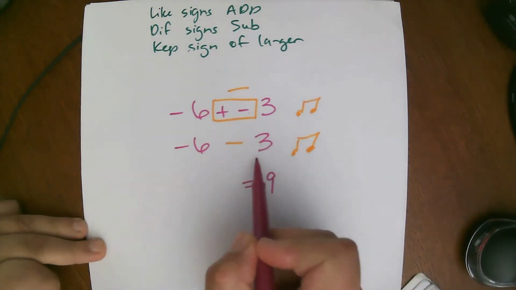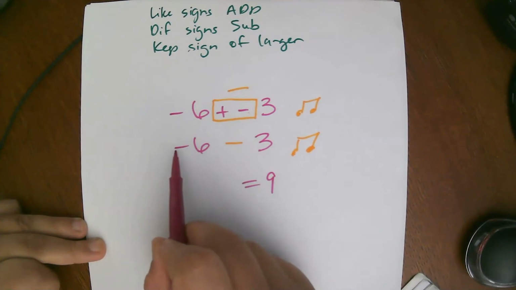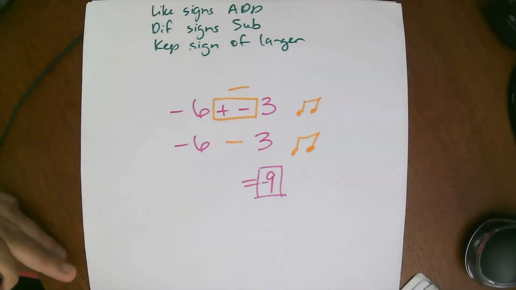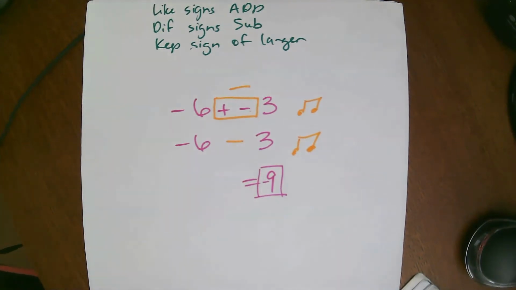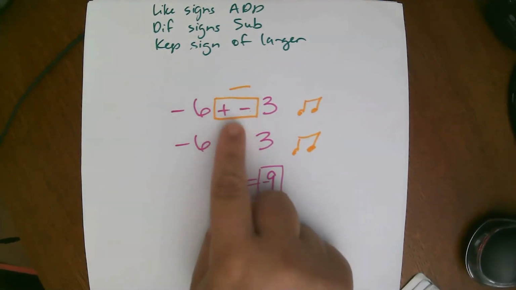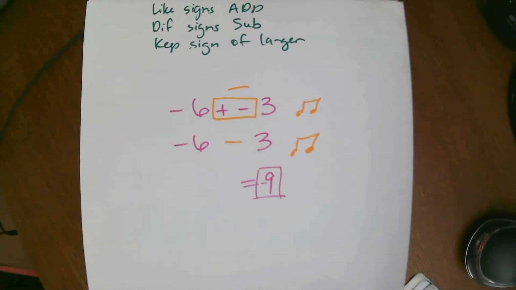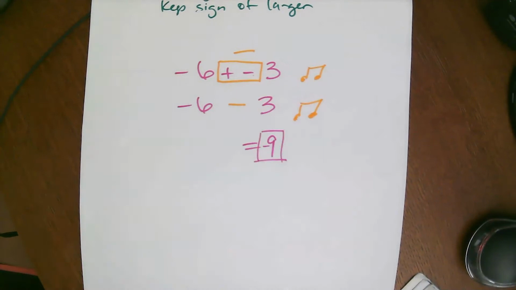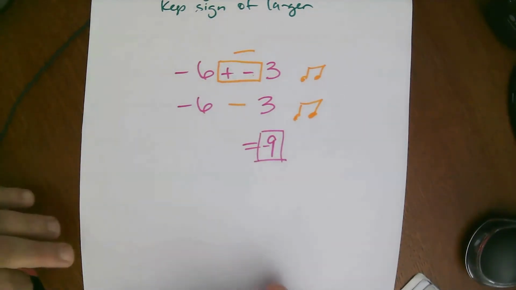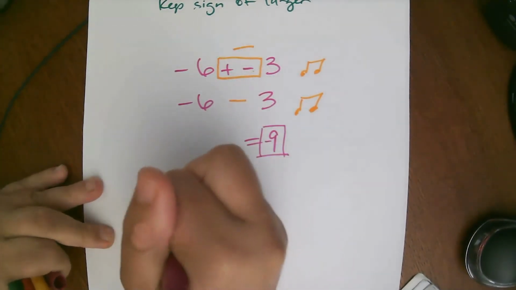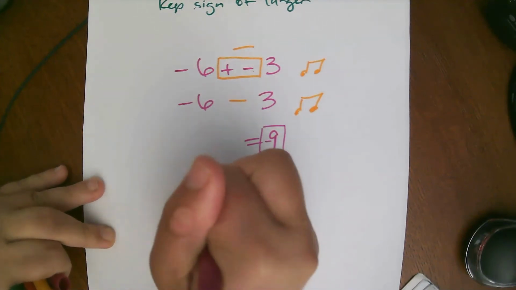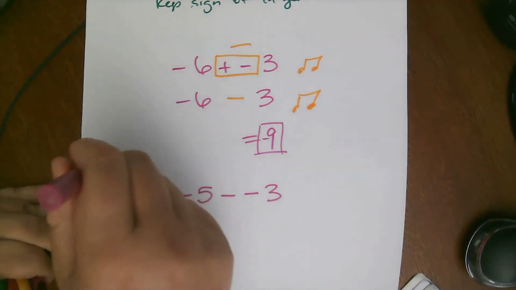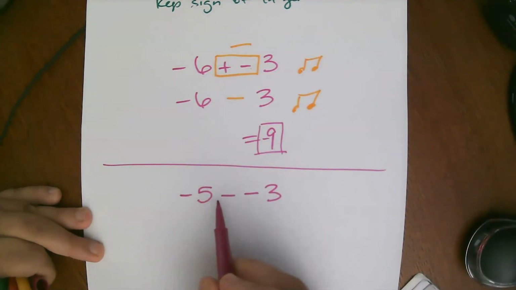So like signs add, different signs subtract. Well, it looks like I have like signs. So 6 plus 3 is 9. Always keep the sign of larger. 6 is larger. Negative in front of it. Negative 9 is your answer. So that's how we tackle double signs. So what I suggest you do is rework this a couple times and try it yourself. Let's do another one.